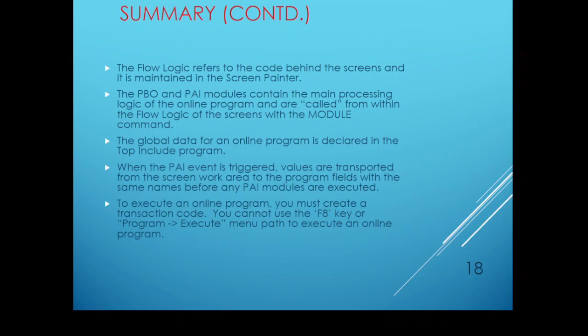When the process after input event is triggered, values are transported from the screen work area to the program fields with the same name before any process after input modules are executed. To execute an online program, you must create a transaction code. You cannot use the F8 key or the program slash execute menu path to execute the online program.